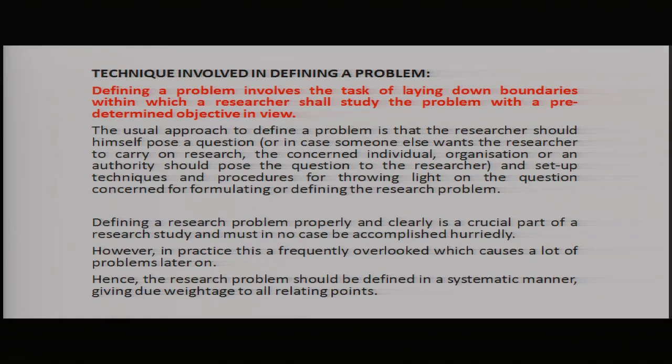The usual approach to define a problem is that the researcher should himself pose a question, or if someone else wants the researcher to carry on a research, the concerned individual, organization, or authority should pose the question to the researcher and set up the techniques or procedures for throwing light on the question concerned, for formulating or defining the research problem. So defining a research problem properly and clearly is a crucial part of a research study and must in no case be accomplished hurriedly. This statement is very important. However, in practice, this is frequently overlooked, which causes a lot of problems later on.